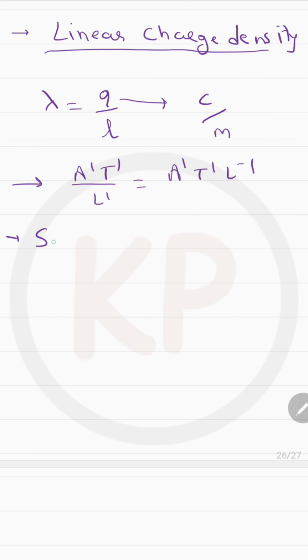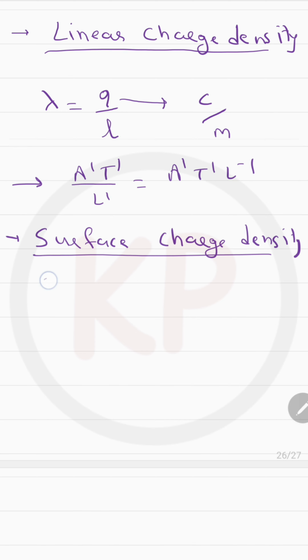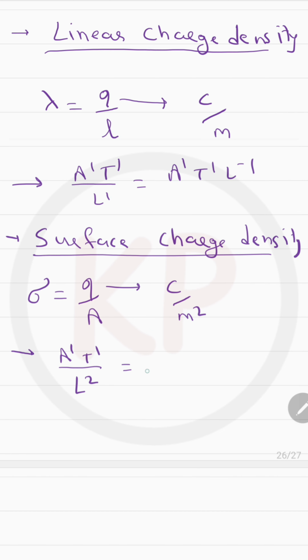Next is surface charge density. It is indicated as sigma. Sigma is Q by A, charge per unit area. Charge is coulomb, area is meter square. So its dimensional formula will become charge A1 T1 by area L square. So this will become A1 T1 L minus 2.